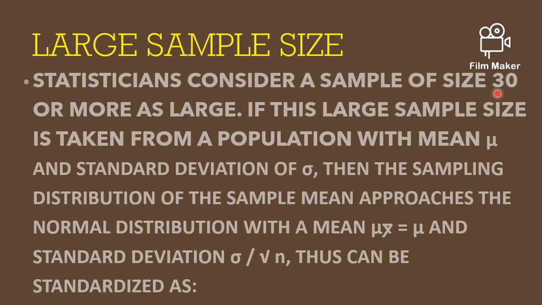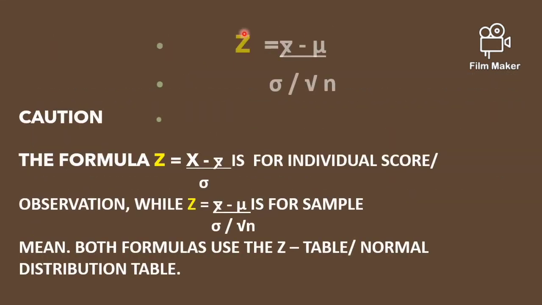So 30, halimbawa 31, 32, 33, up to million, gagamit tayo ng ganitong formula: standard deviation divided by square root of n. So, ito yung pinaka-formulang gagamitin natin kung mas mataas ang n natin, n greater than 30. So, we use the central limit theorem, or z is equal to x bar minus the mean divided by the standard deviation divided by square root of n, where n is the sample size.